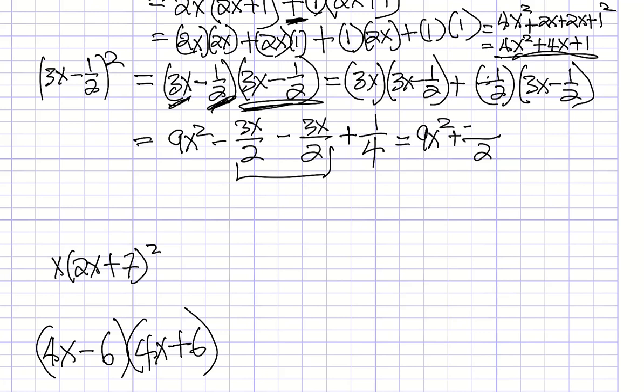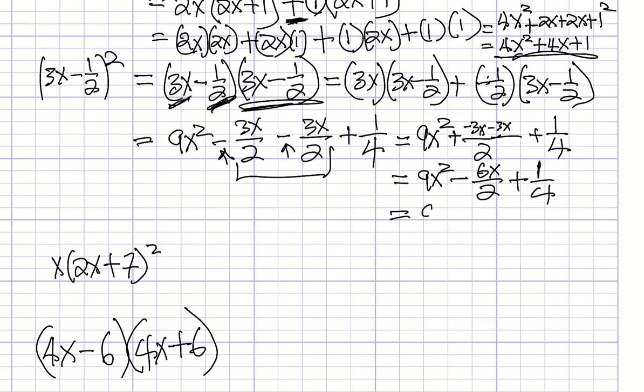What are you doing? Negative 3x, negative 3x. You see that, right? You see why I'm doing it like that? And this plus 1 over 4, because this is negative, this is negative. Okay, so you simplify, you get 9x squared plus negative, let's put negative 6x over 2 plus 1 over 4. You see that, right? Okay, so 9x negative 3x, am I correct?